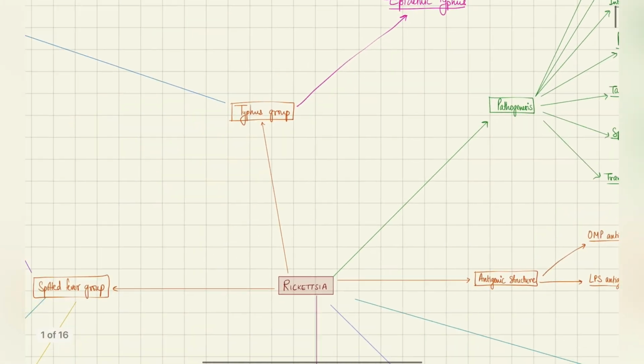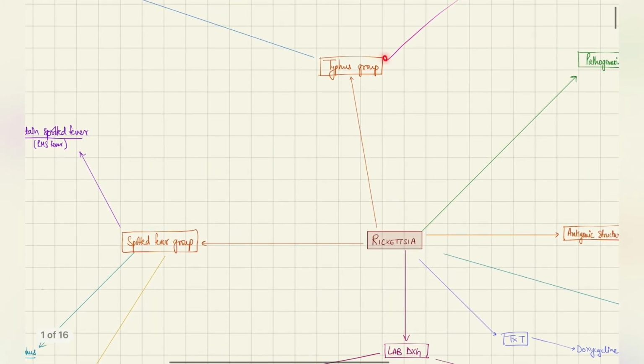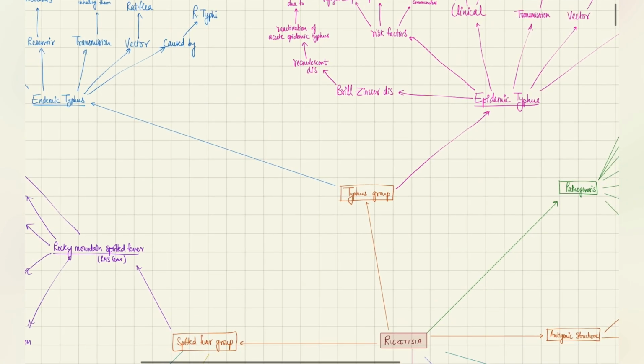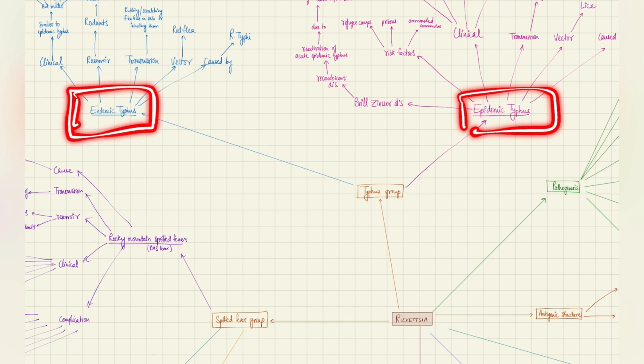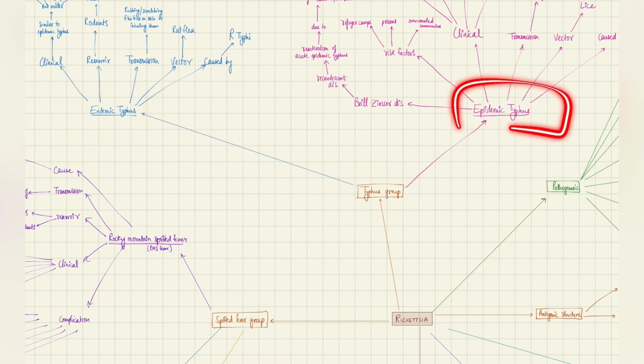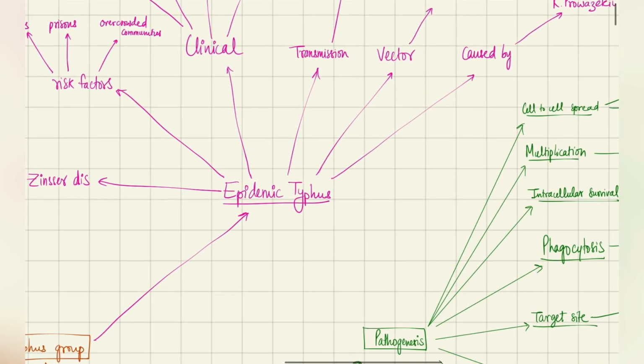Next, we'll talk about the characteristic groups, which are the typhus group and the spotted fever group. Let's start with the typhus group. In the typhus group, we have two main Rickettsia types, one causing epidemic typhus and one causing endemic typhus. These are the two diseases caused by the typhus group of Rickettsia. Let's talk about them one by one. Let's start with epidemic typhus.